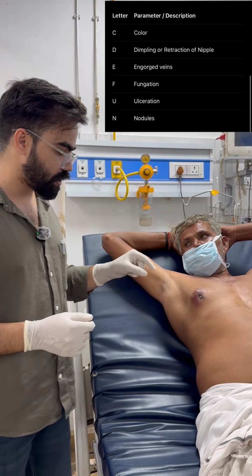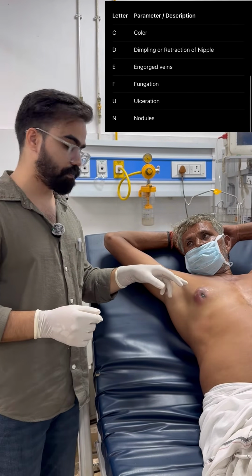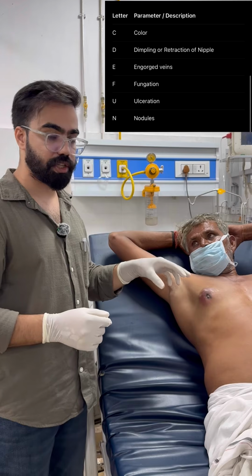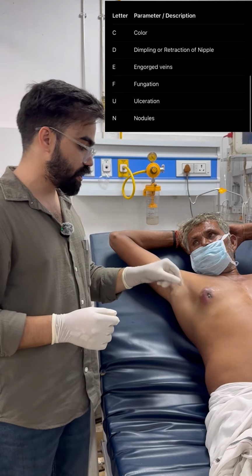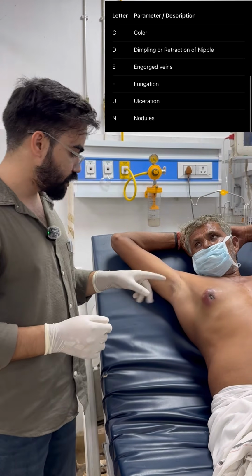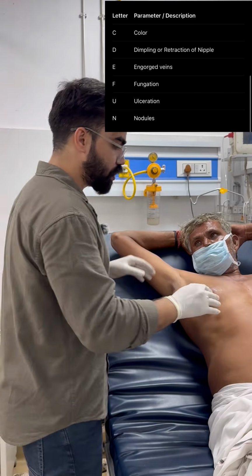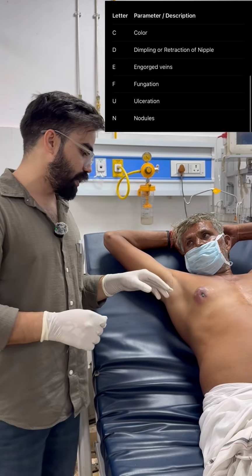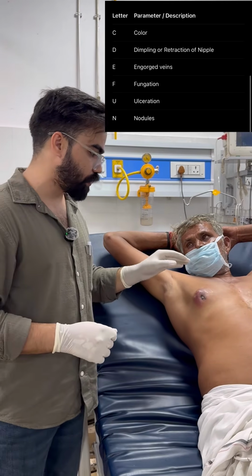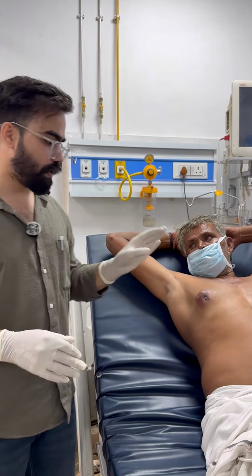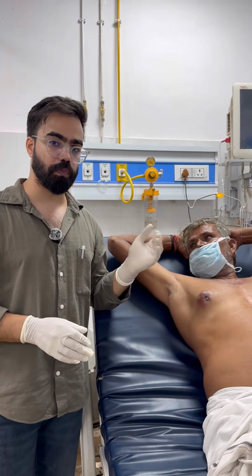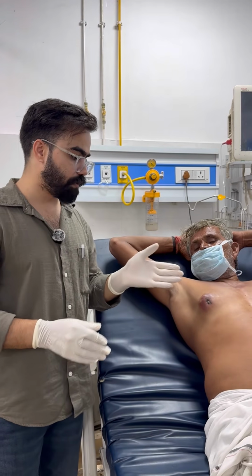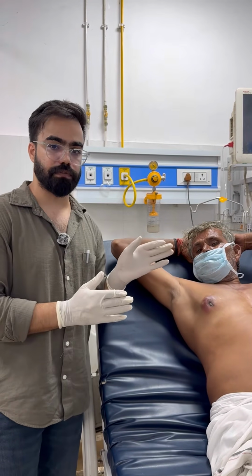U stands for ulceration. Imagine if this abscess bursts and it results in ulceration, then we will have to mention ulceration as a finding. Last but not the least is nodules. There are no nodules because it's a benign looking pathology. Particularly in cases of malignancy, there will be nodules all over the chest. Now, after inspection, I will jump on to palpation. In palpation, we will be confirming all these findings of inspection.